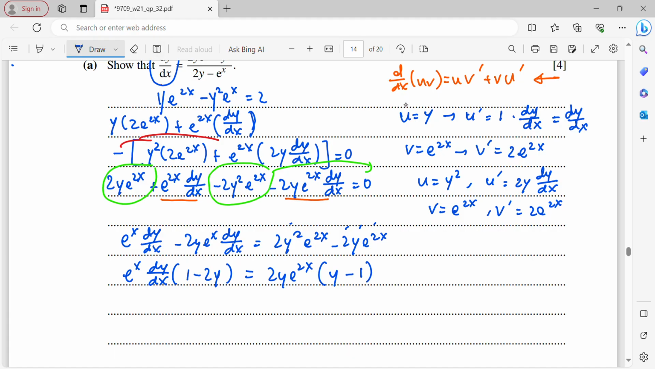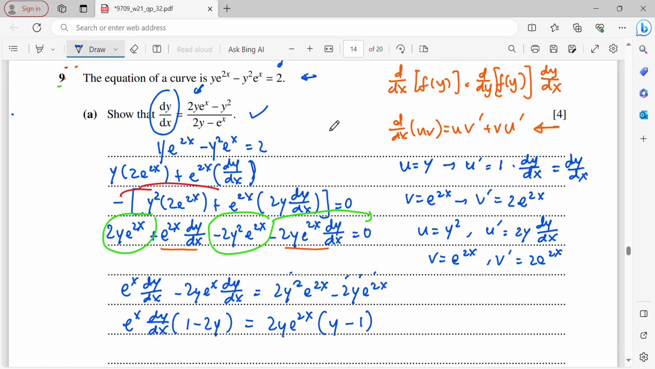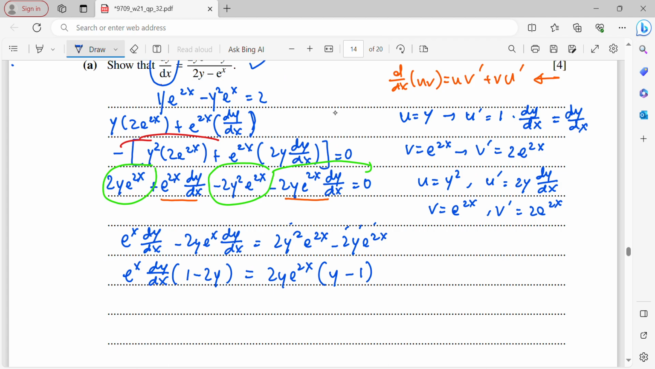So now I need to get this form. Okay. So then from here, let me check. Alright, so from here, I will move down. So dy over dx equals 2y e^2x bracket y minus 1 over e^x bracket 1 minus 2y.